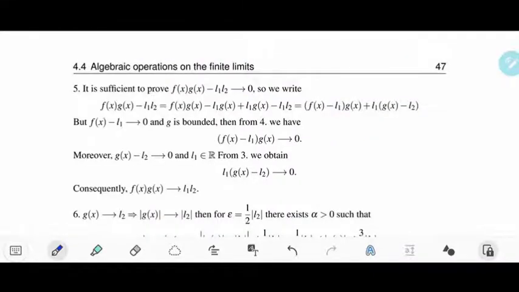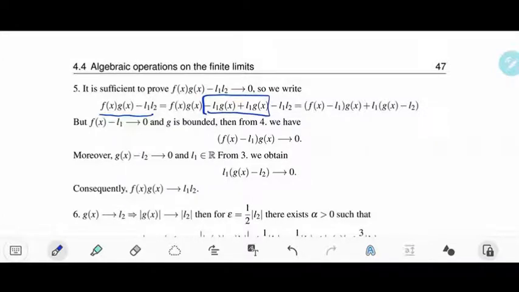So in 5, I need to prove that if you have f tending to L1 and g tending to L2, then the product will tend to L1 times L2. So I need to prove equivalently that f of x times g of x minus L1 L2 tends to 0. Well, we know that f of x times g of x minus L1 L2 can be written as f of x times g of x minus L1 g plus L1 g minus L1 L2. So I added and subtracted the same term in here.